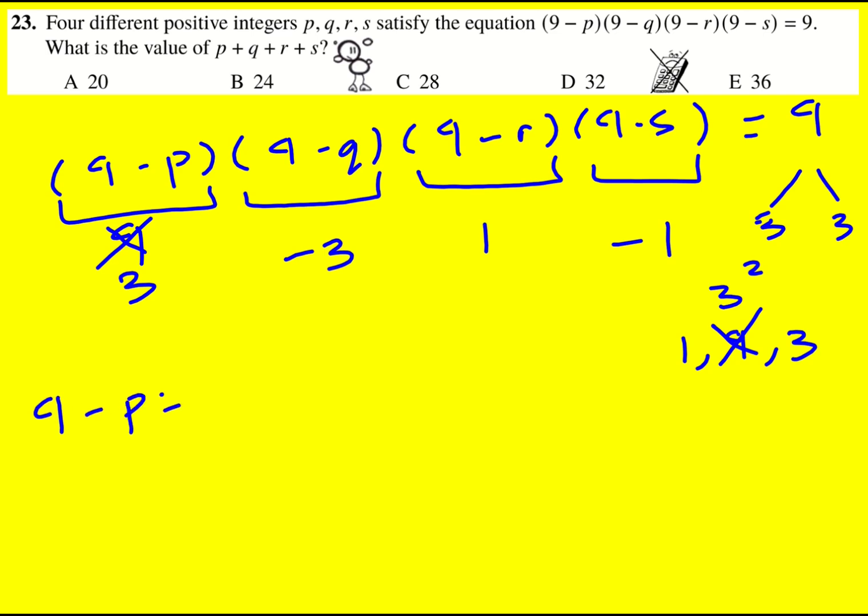9 minus P is equal to 3. But by the way, I've just chosen to set them in this order. It's actually, P could be any one of the 4, but it's just because we're only interested in the sum overall. So P is going to be 6.